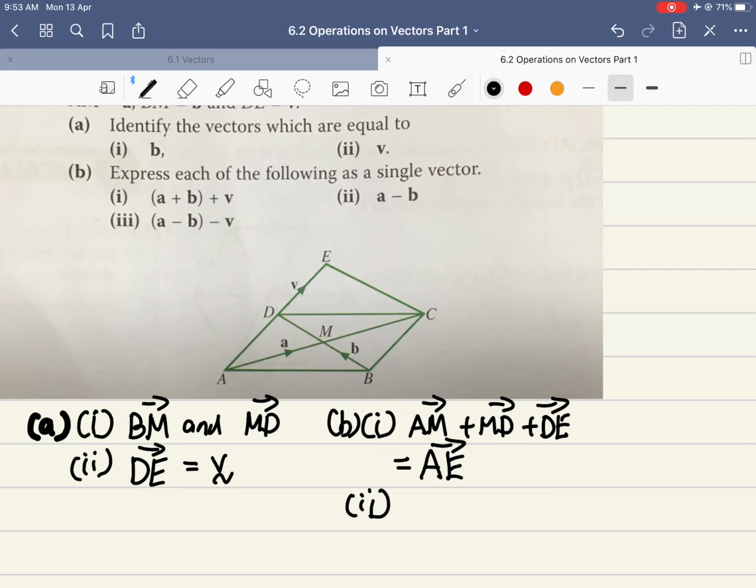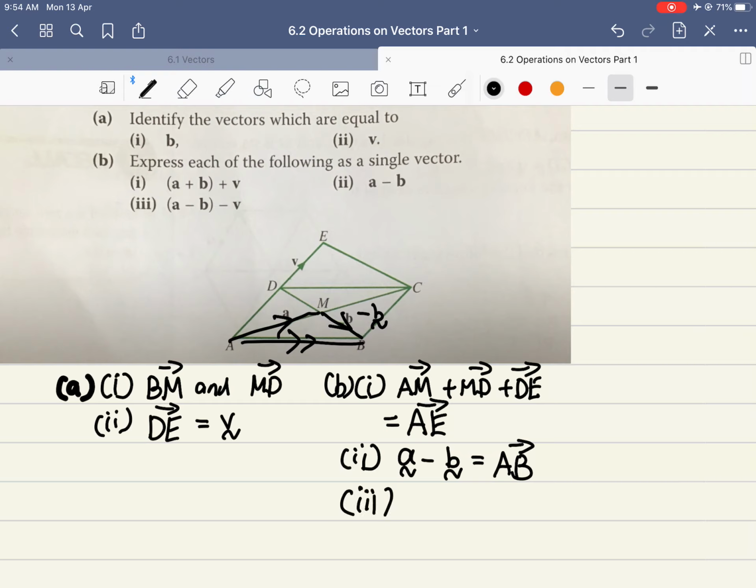B part 2, I am trying to get A minus B. Let's just remember, if positive B goes this way, negative B will be going the other way. This will be negative B. So for A minus B, the resultant vector itself is AB. Hence, I can write down vector A minus vector B is equal to vector AB.